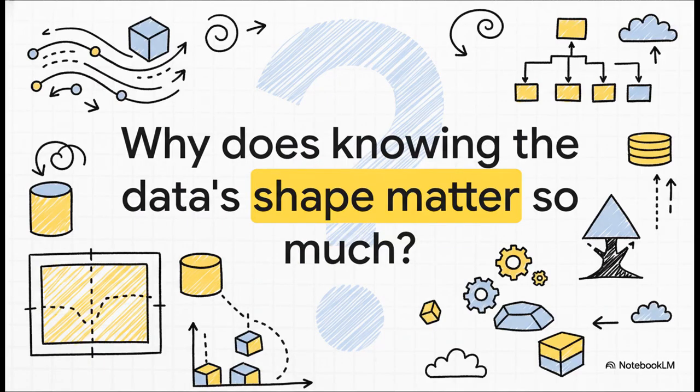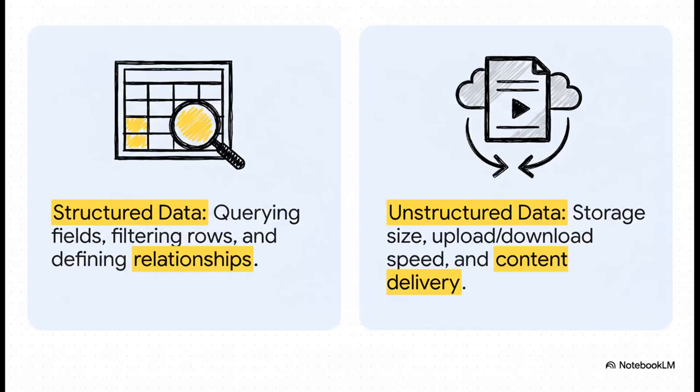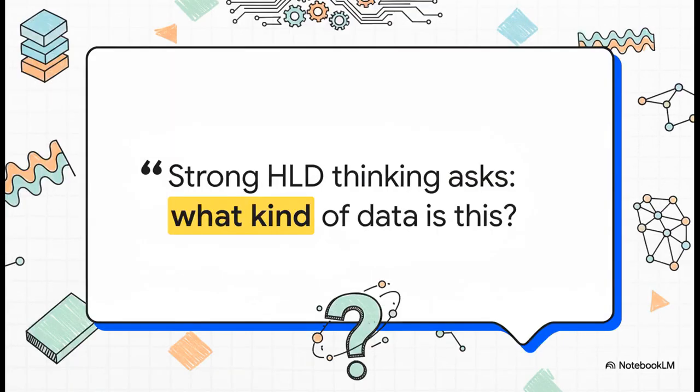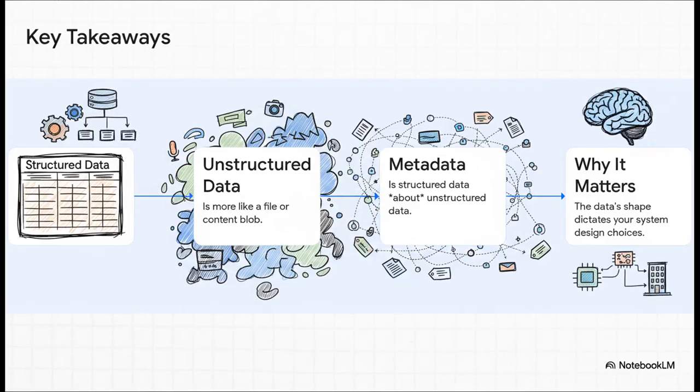Okay, so data has different shapes. But why does any of this actually matter so much? Because the shape of your data totally changes how you have to build your system for it. I mean, you're just not going to store a huge video file the same way you store a username. This is why strong system design thinking always starts with, what kind of data is this? So, the key takeaway. You have structured, unstructured, and the metadata that glues them together.